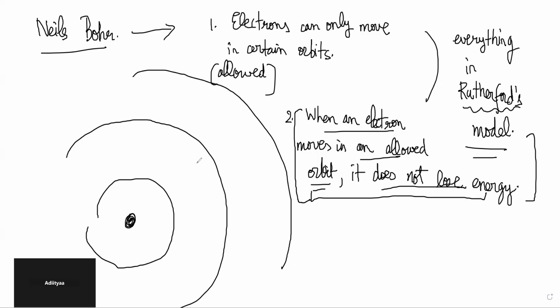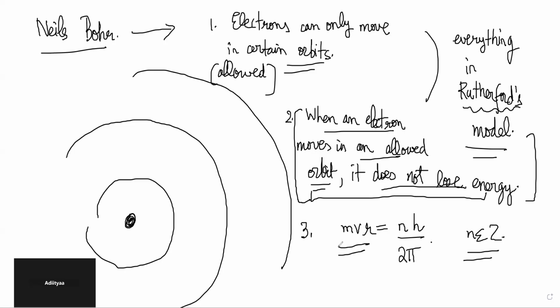And what is so special about this orbit? He also said a third thing. Which orbits are allowed? Orbits where the angular momentum mvr is an integral multiple of h by 2 pi. Do you know angular momentum mvr? So if you are in an allowed orbit, always your angular momentum will be some integer multiple of this quantity h by 2 pi. This is a major contribution because this tells us which orbits are allowed, which are not allowed, right?